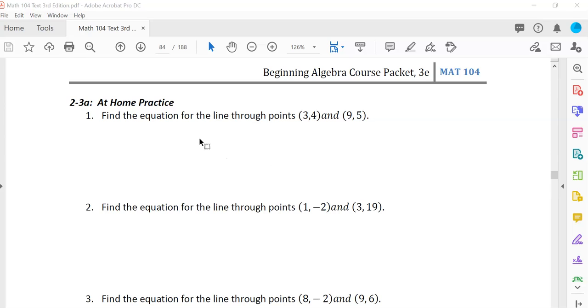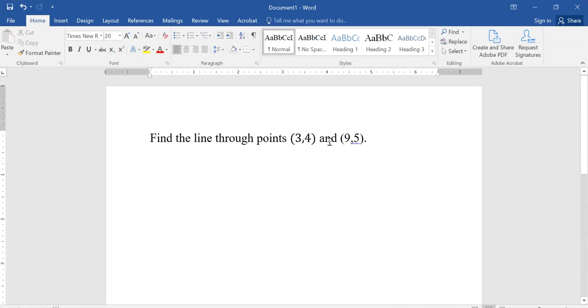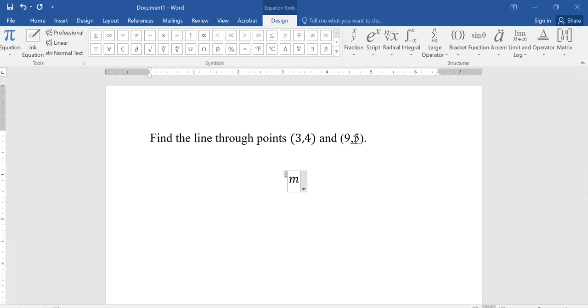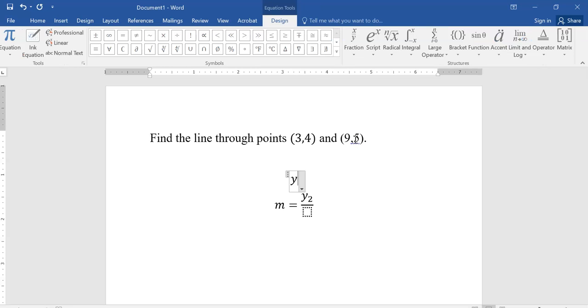So 2-3A, it says find the equation for the line through points (3, 4) and (9, 5). So let me go through this in a Word document. So we've got the points (3, 4) and (9, 5). Now, if you remember, the equation for the line is y equals mx plus b. That's the slope-intercept form of the line.